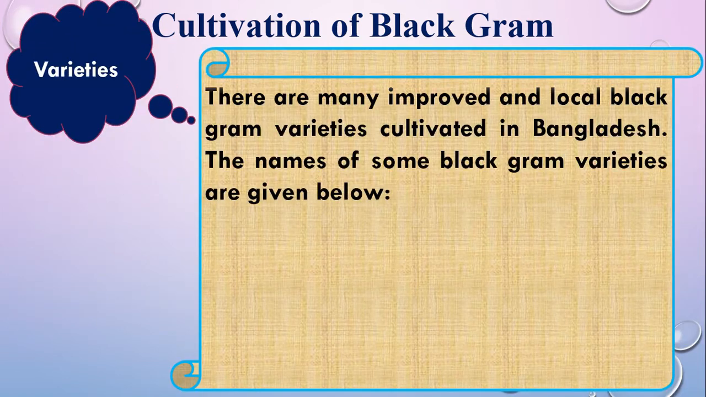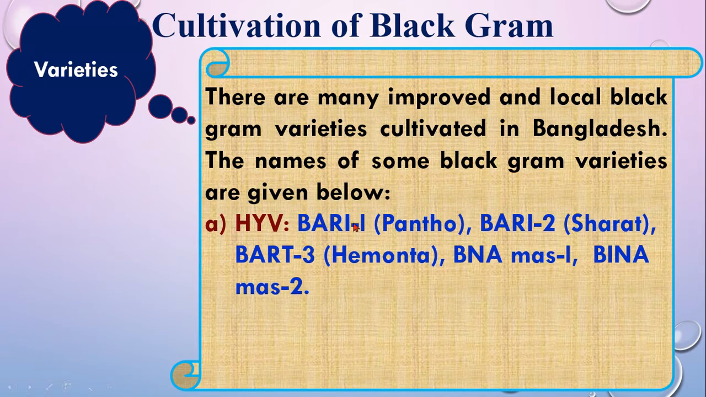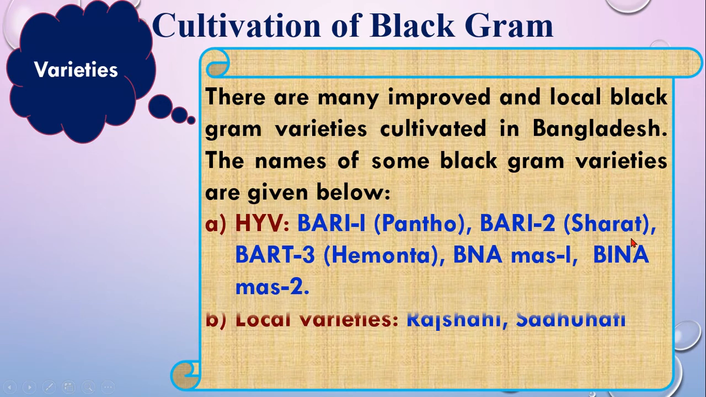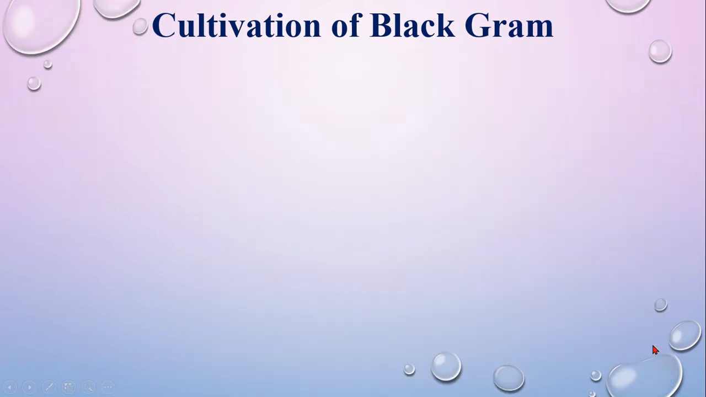Varieties. There are 2 types of varieties of pulse gram. The first one is HYV, which is high yielding varieties: Bari 1 Pantho, then Bari 2 Sharod, Bari 3 Hemanto, and Bina Mash 1. And always when you remember this point, remember the local name as well. And local varieties are Rajshahi, Sadhuhati, etc.